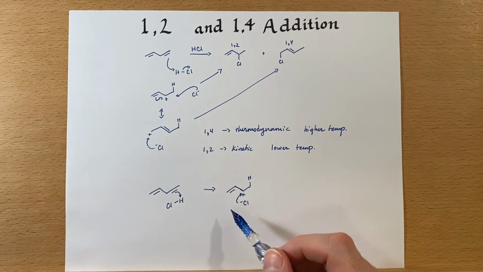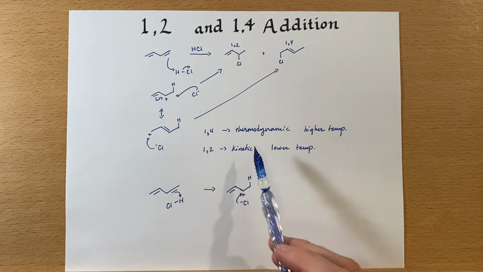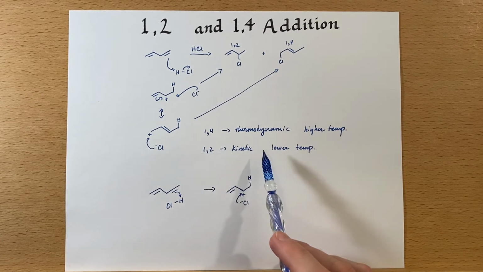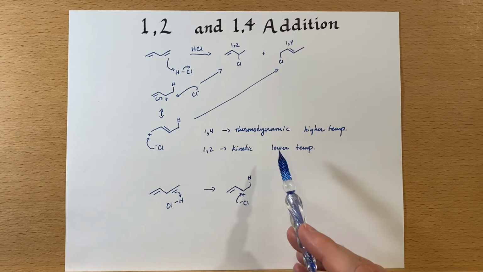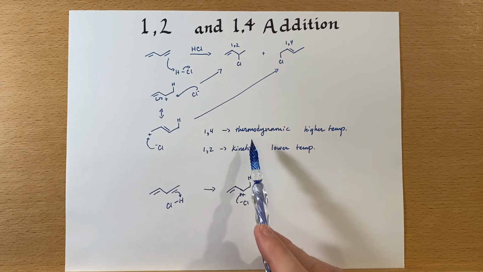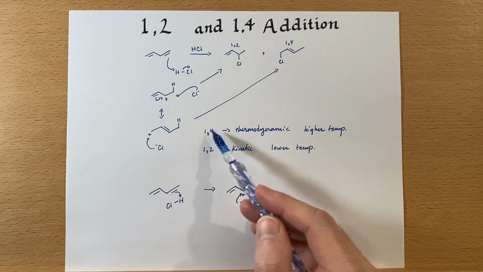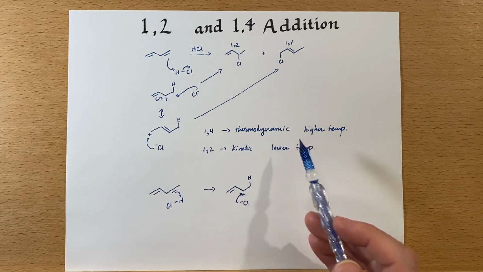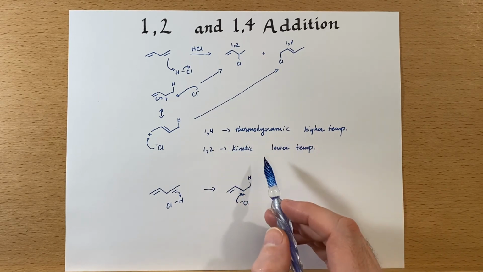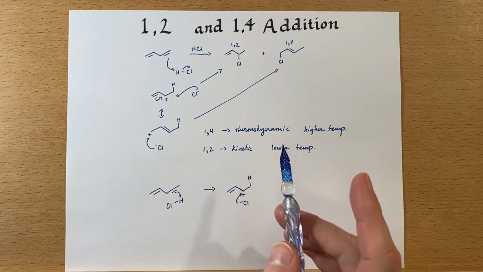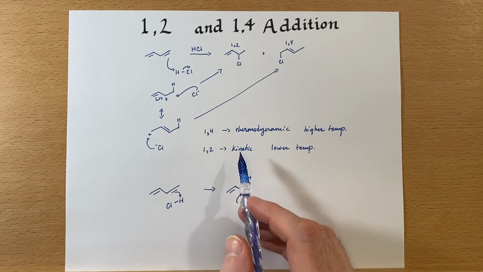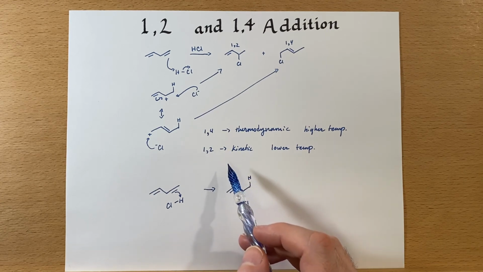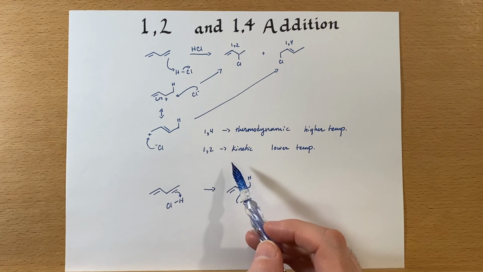Now, that isn't to say that we will always have 1,4 addition be the thermodynamic product and 1,2 be the kinetic. In many cases like this, that is true, right? 1,4 is the more stable one, so that's the thermodynamic one, and 1,2 is the faster one. But that isn't always the case. Sometimes the more stable product is the 1,2 addition, and that tends to also be the kinetic product.